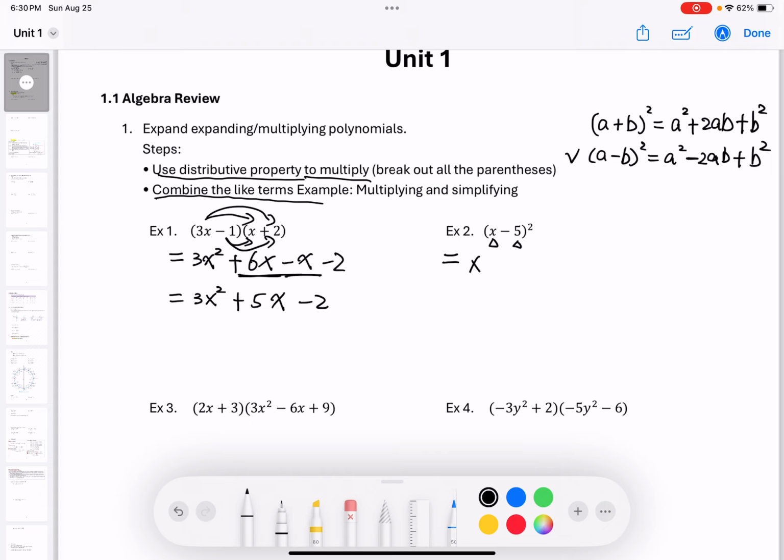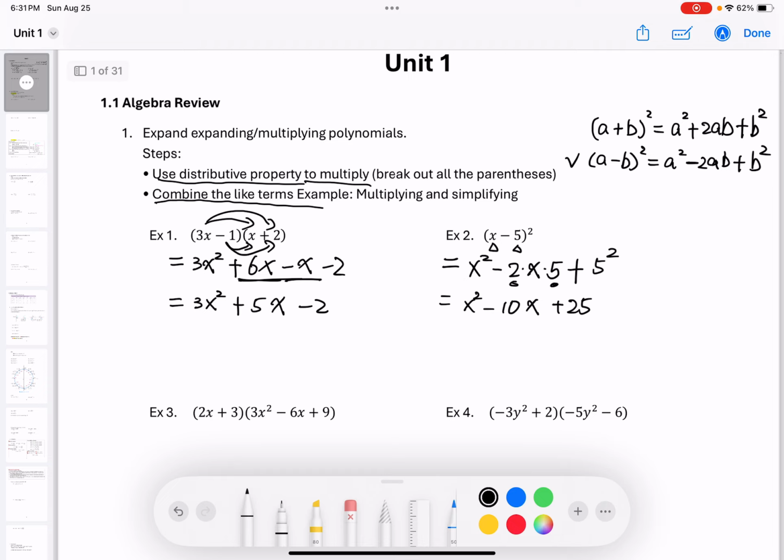So we have a squared, which is x squared, minus 2ab, minus 2 times x times b, which is 5. Then last term is plus b squared. b squared is 5 squared. So we have x squared minus 10x, because 2 times 5 is 10, plus 25. And some of you say, I forgot my perfect square trinomial. So what should I do?